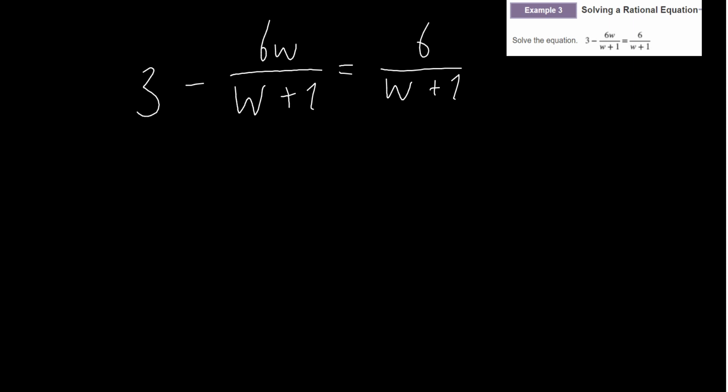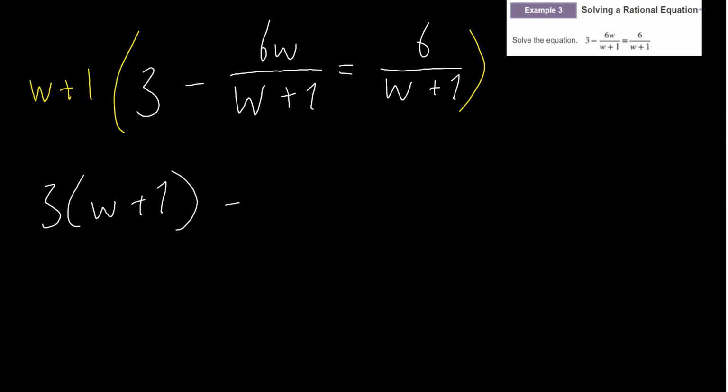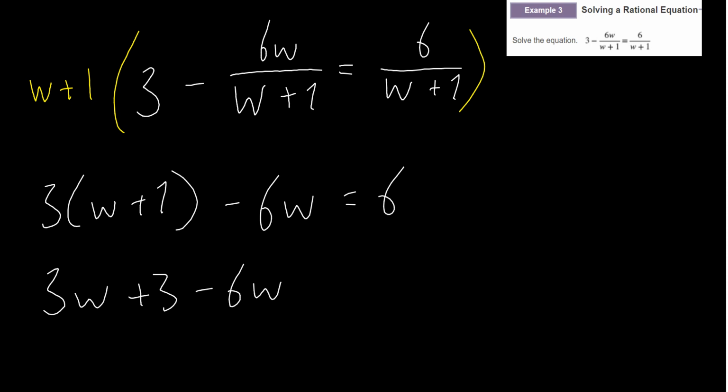Alrighty. Looking here, what is my least common denominator? Okay, well again, I only have one denominator, and it's just w plus 1. So I'll multiply this entire problem by w plus 1. I distribute through here, so I'm just going to say 3 times w plus 1 minus 6w, because the w plus 1s will cancel, is equal to 6, because again the 6w's, the w plus 1s will cancel. Okay, so let's distribute this 3 through. So we're going to have 3w plus 3 minus 6w is equal to 6.